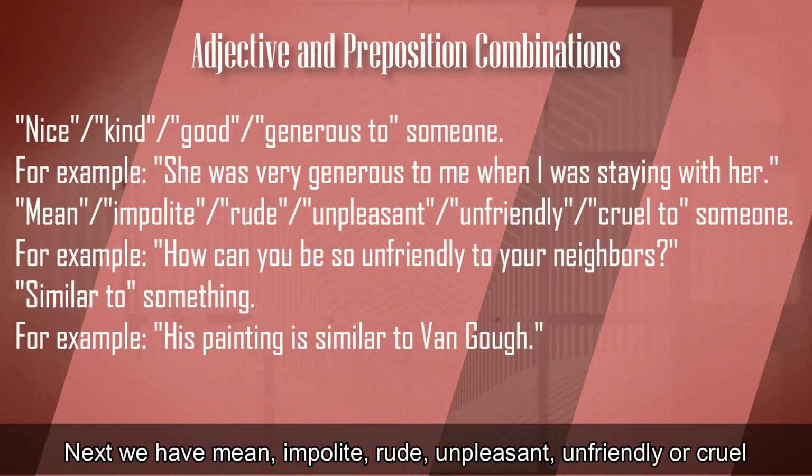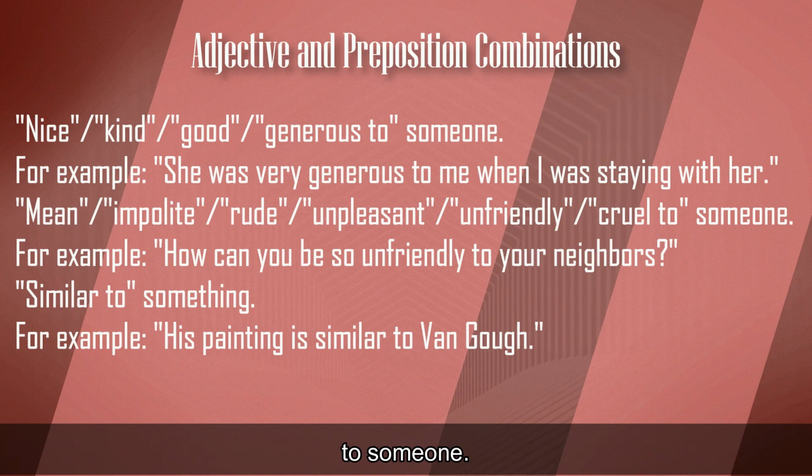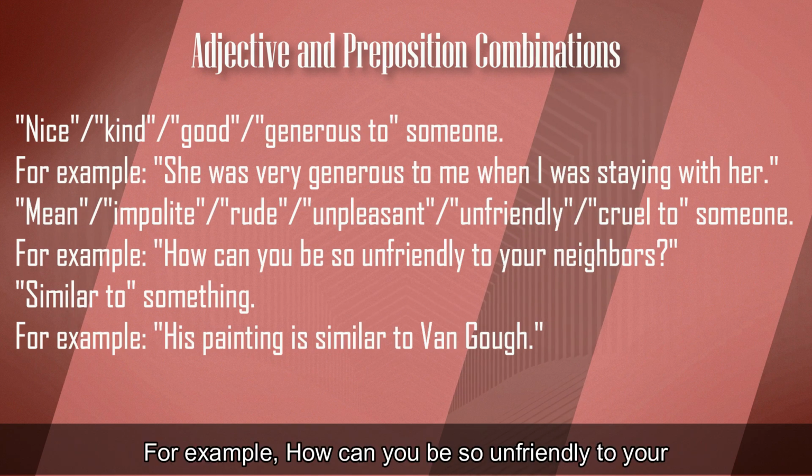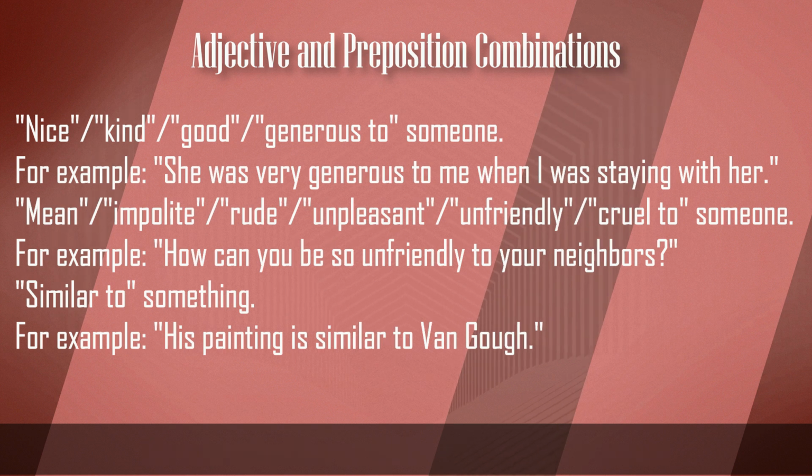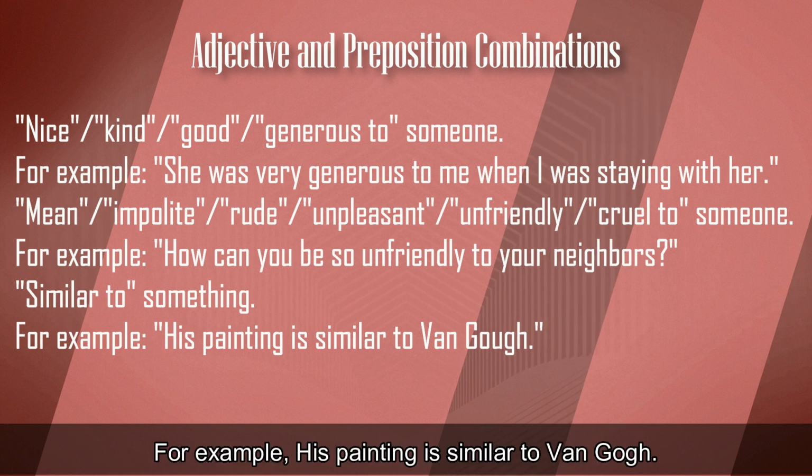Next, we have mean, impolite, rude, unpleasant, unfriendly, or cruel to someone. For example, how can you be so unfriendly to your neighbors? Next is similar to something. For example, his painting is similar to Van Gogh.